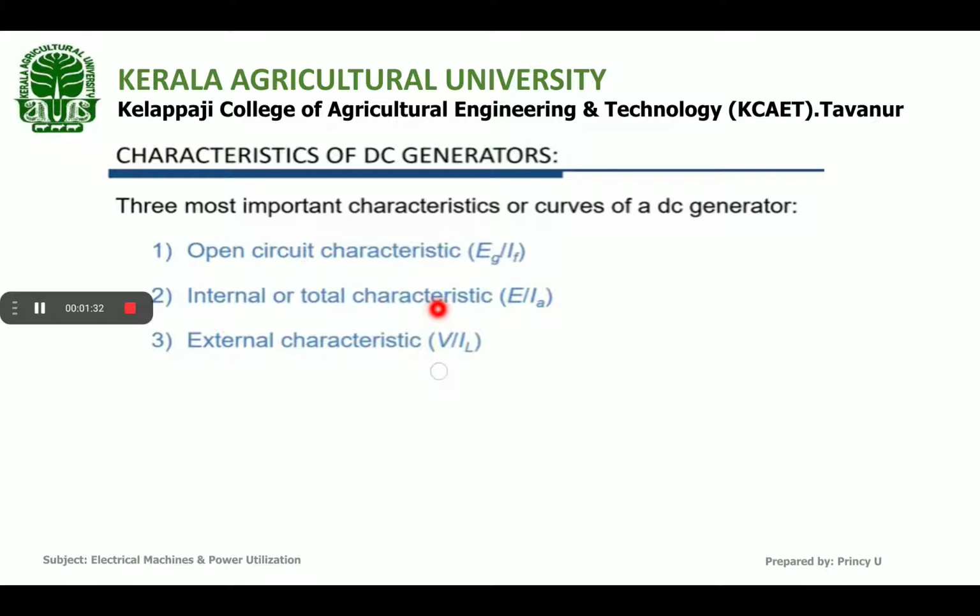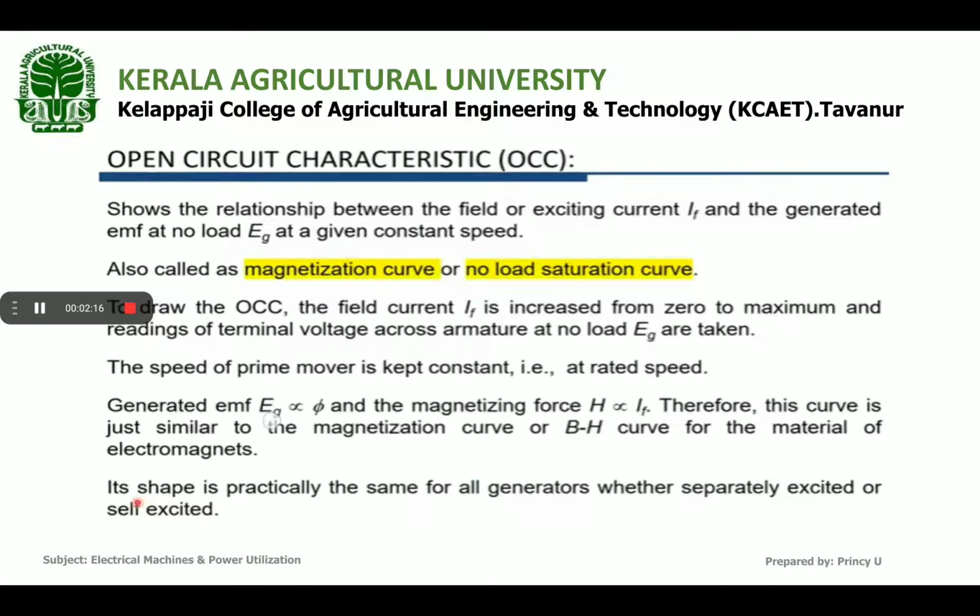Internal and total characteristics is for the loaded case, but here E cannot be directly calculated, because we know that if there is a load, there will be some armature reaction drop in the armature. We have already studied what armature reaction is, which is the effect of armature flux on main flux. Due to that, some generated EMF will be reduced from EG to E. So E versus IA is the internal or total characteristics. Next one is the external characteristics, which is the load characteristics.